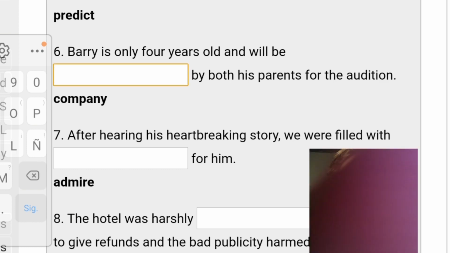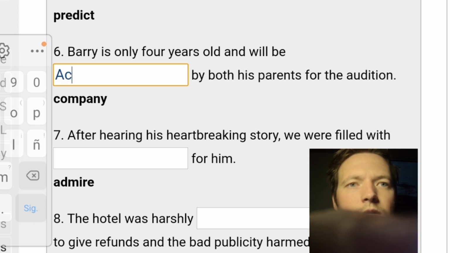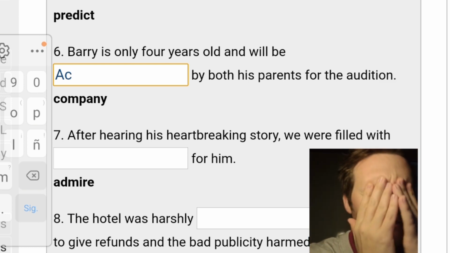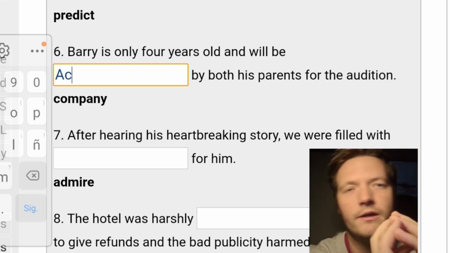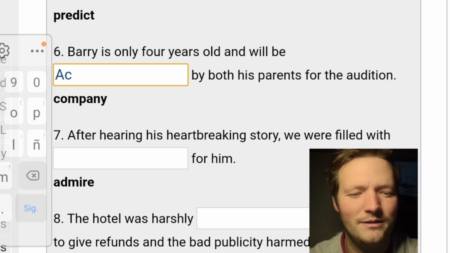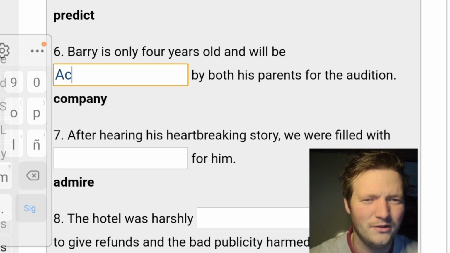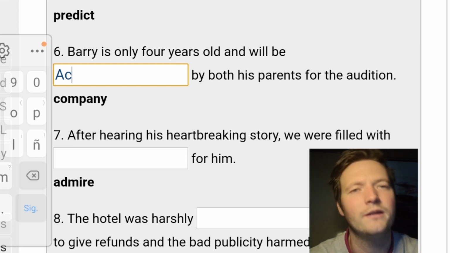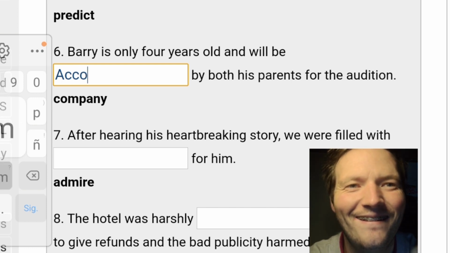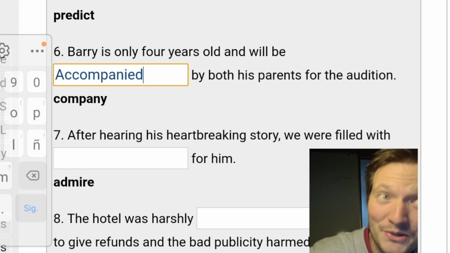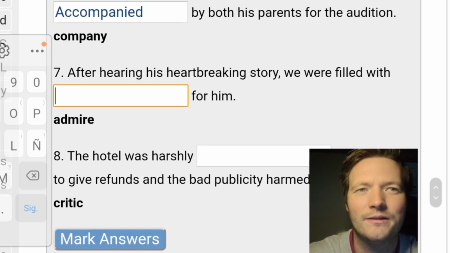He will be accompanied. Oh no, I always spell this wrong. I'm too tired to even think now. He will be accompanied. Is it double C? I'm going to check it. It's not double C, surely. Why am I even thinking that? Yeah, it is double C. He will be accompanied by both his parents for the audition. Yeah, I thought for a second.